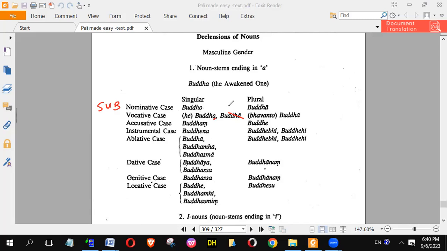Okay. Buddho, so we finish with O. Buddha, you can see it finishes with A. It's not long A, it's a short A. So these two are the same. Buddham, finish with M dot. Buddhe. Right? So instrumental means that accusative is used as an object here.